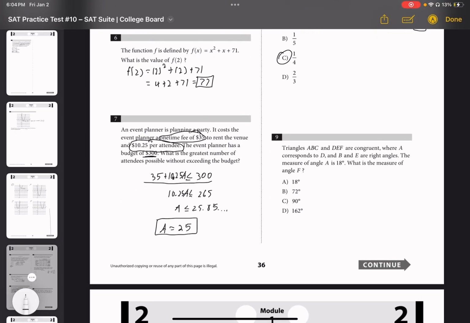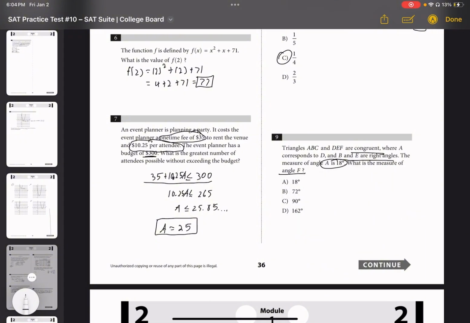Now we have question 9. Triangles A, B, C, and D, E, F are congruent, where A corresponds to D and B corresponds to E, and B and E are right angles. The measure of angle A is 18 degrees. What is the measure of angle F?